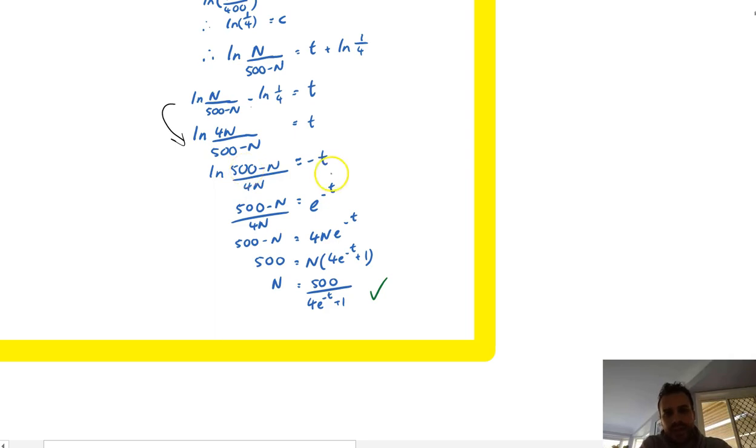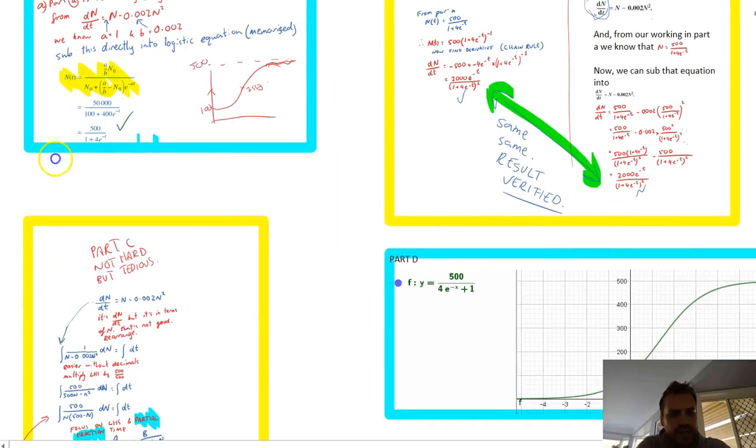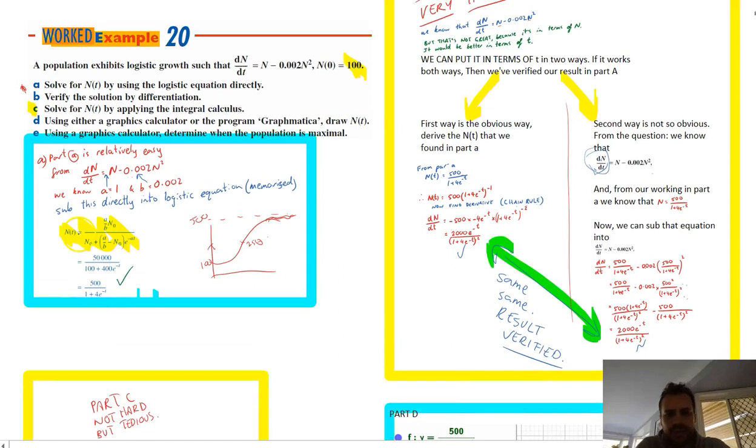Now, the only reason I need a negative t is because from here, we start building our original equation, or the equation we knew we were working towards. We write it in exponential form. We multiply by 4n, and we make n the subject. And this should be very, very familiar, because we found that in part A by putting it directly into the function.